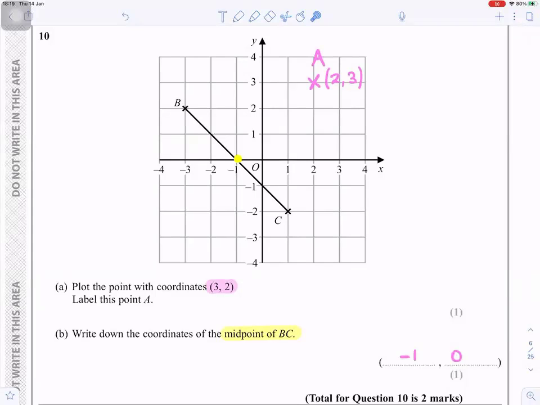Question number 10. Plot the point with coordinates 3, 2 and label it A. You go 3 to the right and 2 up. So that's the coordinate 3, 2. 3 to the right and 2 up. That gives you the coordinate 3, 2. Write down the coordinates of the midpoint of BC. The midpoint of BC, I've marked it there in the yellow, and the coordinates are -1 and 0.